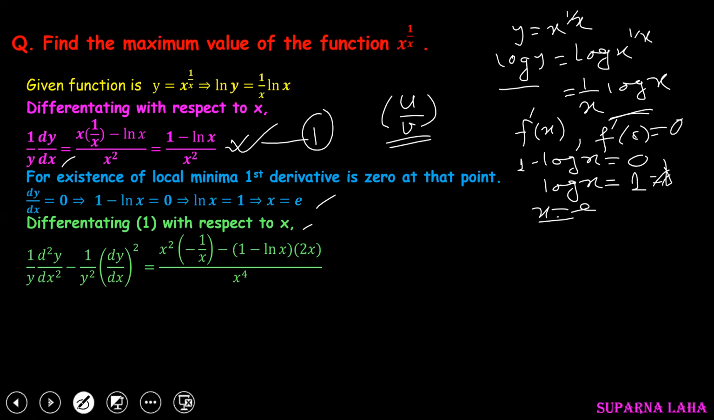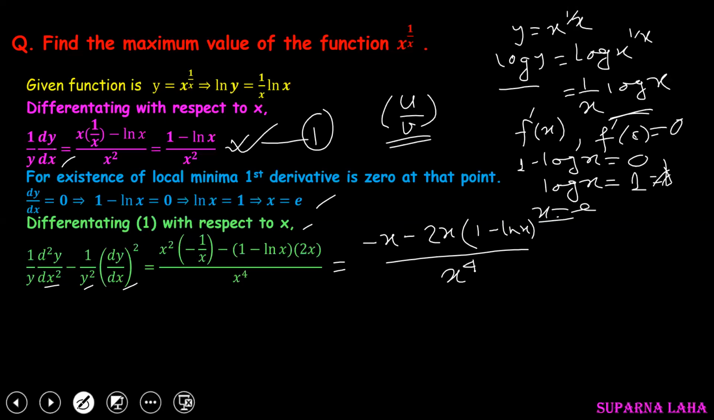dy/dx, differentiation of u into v form is given, dy/dx, differentiation of dy/dx is the second derivative, d²y/dx². And again, differentiation of 1 upon y is given by minus 1 upon y² and dy/dx. So this 2 dy/dx is there, that is dy/dx the whole square. Differentiate this one, u by v form, again apply u by v form, and if we simplify it, you will find this value is minus x minus 2x into 1 minus ln x upon x to the power 4.